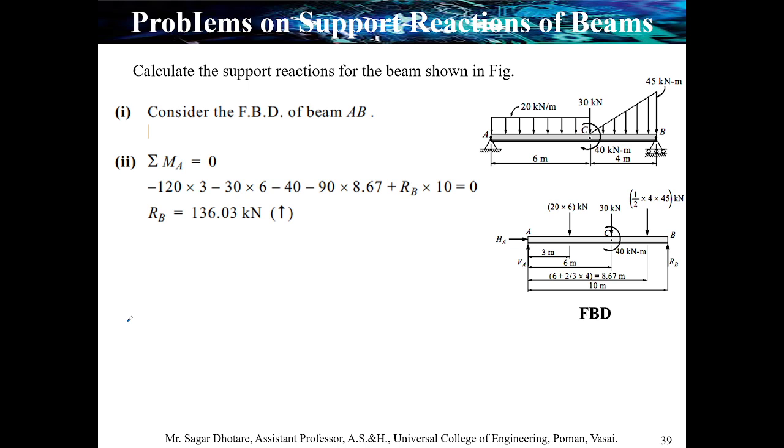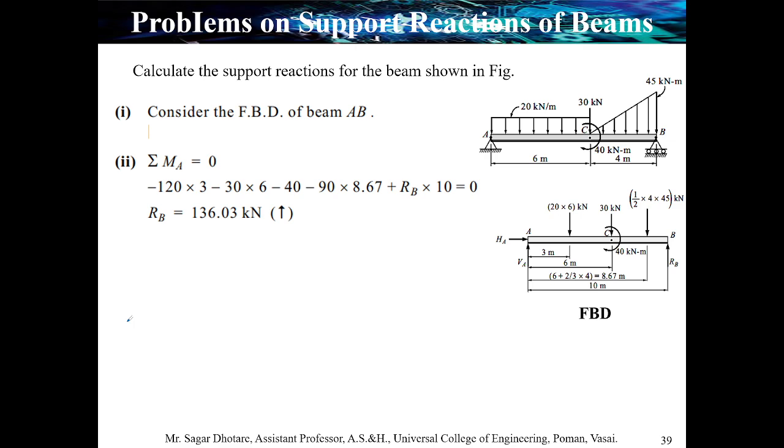So in this equation, only one is unknown, that is RB. So it is easy to calculate the value of RB. After the calculation, we get RB is equal to 136.03 kilonewton. As it is positive, it is in an upward direction.